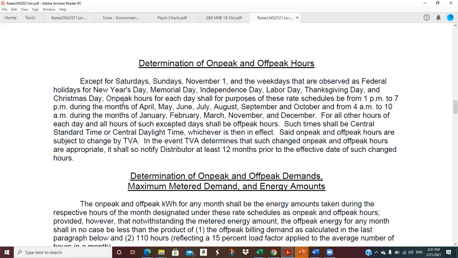and Christmas, on peak hours for each day shall, for the purposes of each structure, be 1 p.m. to 7 p.m. during the months of April, May, June, July, August, September, and October. So see, that's during the cooling season. And during the heating season, at 4 a.m. to 10 a.m. during the months of January, February, March, November, and December. So those are the hours that are considered on peak and off peak.